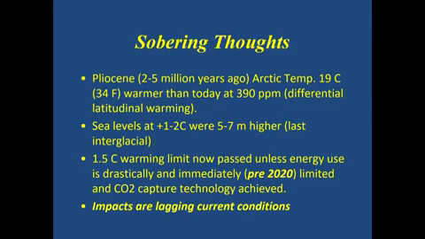Now, the Arctic areas warm much more rapidly because of differential latitudinal warming than do mid-latitudes and certainly the equators. The sea level, at 1 to 2 degrees Celsius warmer, was 5 to 7 meters higher. Not 1 meter higher, which many people are talking about, but 5 to 7 meters higher. This has to do with the Greenland ice sheet and how much it'll change.